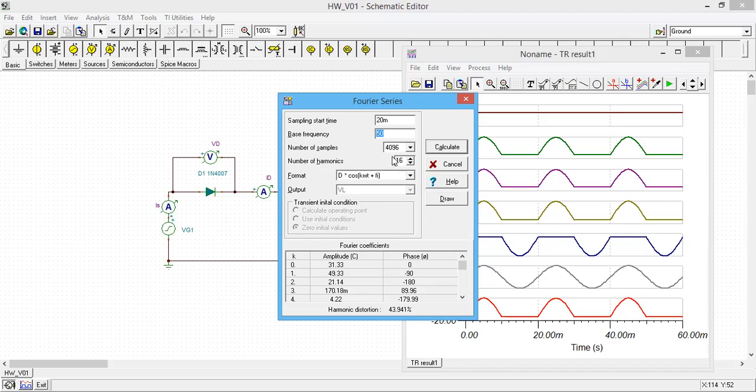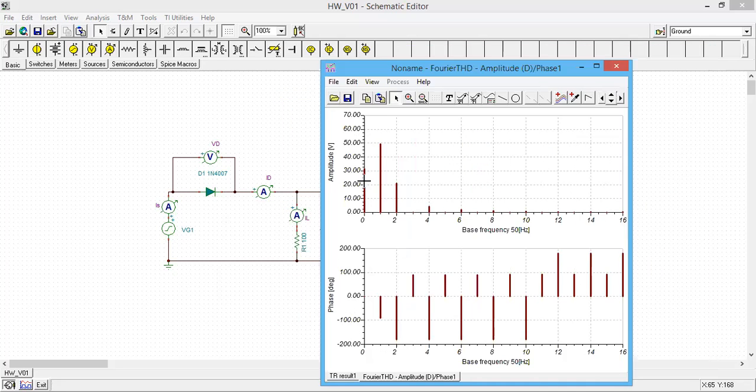Also you can display the harmonic spectrum when you click draw. You can see now this DC component is the rectified DC voltage, 30 point something, and this is the fundamental component, 50 something, and the second harmonic, the third is almost 0, and the fourth likewise decays. And these are the phase angles. So it is pretty easy to get those things, as I explained.